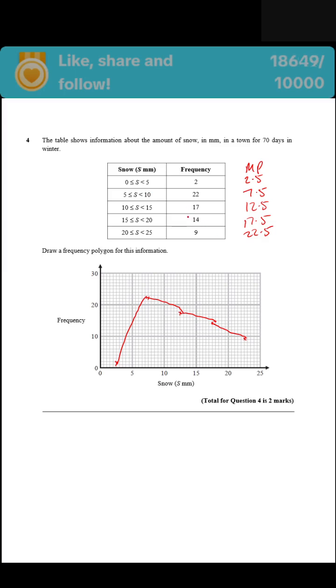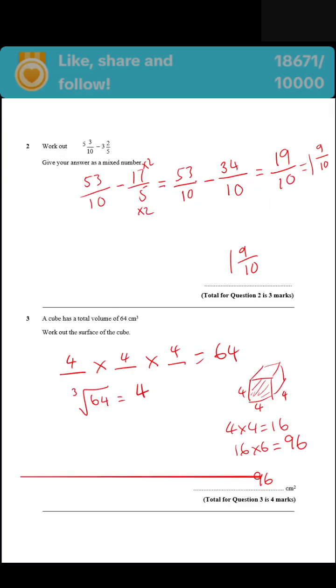And I will go back, as someone asked that beforehand. So question 2 and 3 are there for you. So if you need to take a screenshot, there you go.